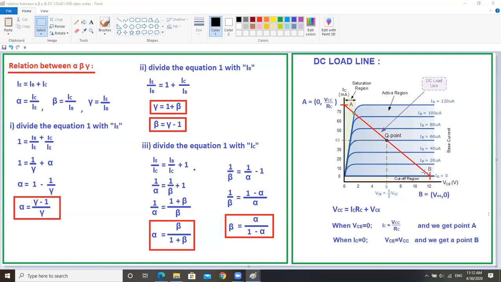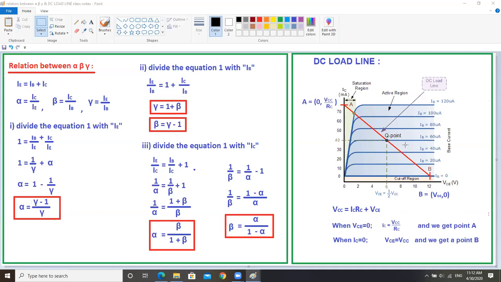Now, this is called your DC load line. Once again I am repeating: here we are going to draw the DC load line on the common emitter configuration output characteristics. If you want to draw this line, we require 1 point on the voltage axis and 1 point on the current axis. For that purpose, I am determining these 2 points by taking the output equation of your common emitter configuration, determining point A and point B. After determining these 2 points on the x-axis and y-axis, if you join them, it is called the DC load line.